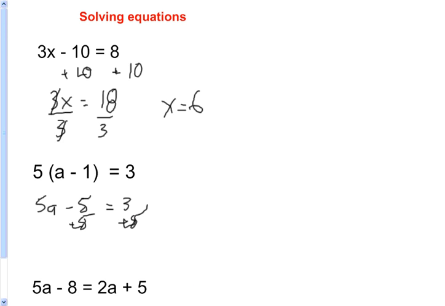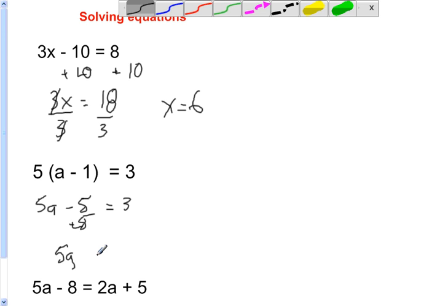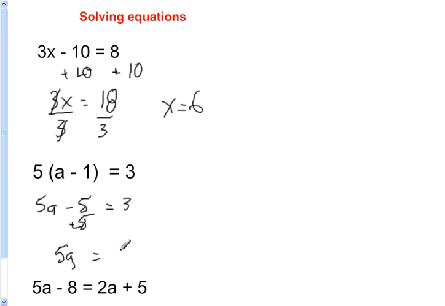And when we add 5 to both sides, on this side we're just going to have 5a. And on the other side, you're going to have 3 plus 5, which is, oh, let me just correct that mistake. There should be an equal sign, not a plus. This is going to equal, adding 5 to both sides, 8.